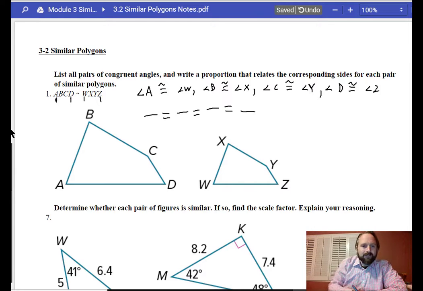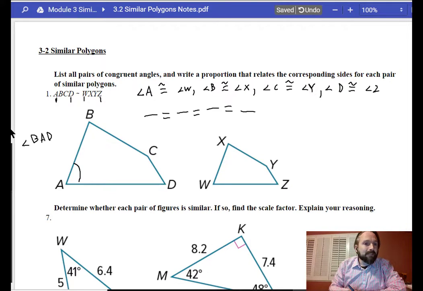I could have said this is angle BAD instead of angle A. But looking at it, there's no other angle that can be associated with angle A right here. So I can simplify it a little bit and say this is angle A instead of angle BAD or DAB. So now we're going to compare these.